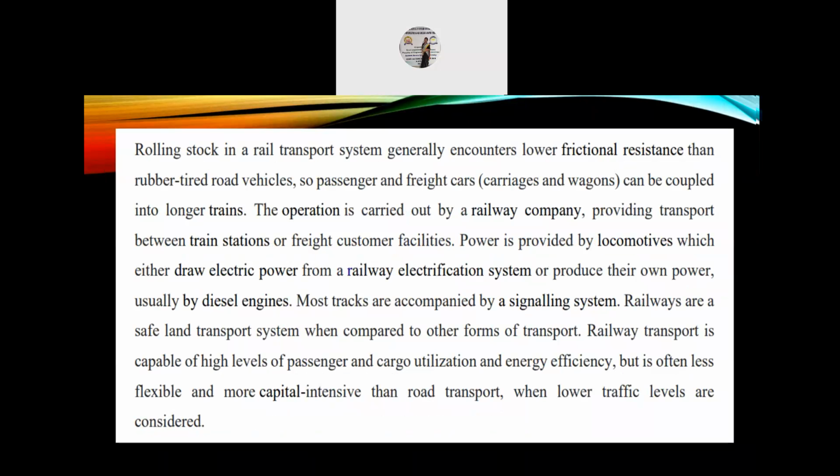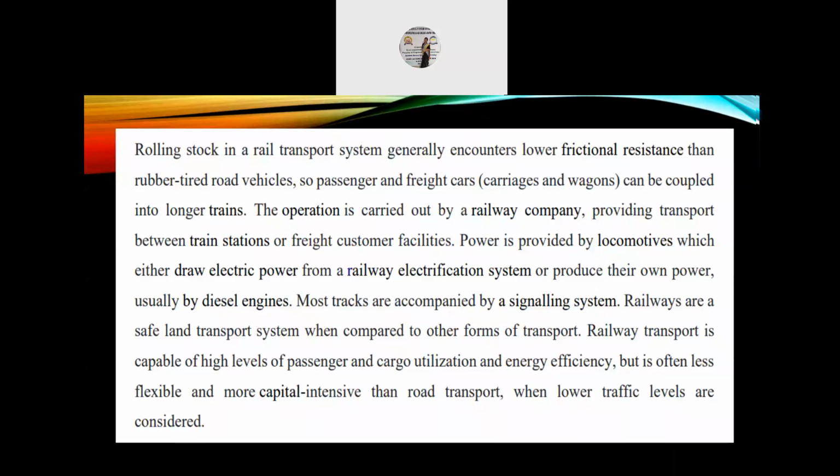Rolling stock in a rail transport system generally encounters lower frictional resistance than rubber-tired road vehicles, so passenger and freight cars, that is, carriages and wagons, can be coupled into longer trains. The operation is carried out by a railway company providing transport between train stations or freight customer facilities. Power is provided by locomotives, which either draw electric power from a railway electrification system or produce their own power, usually by diesel engines. Most tracks are accompanied by a signaling system.